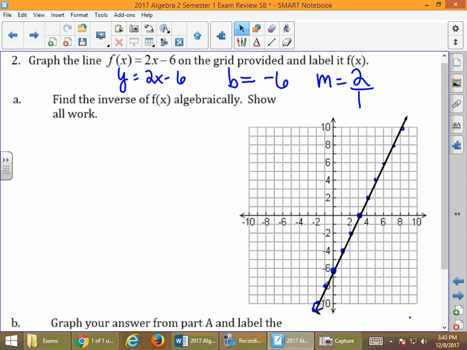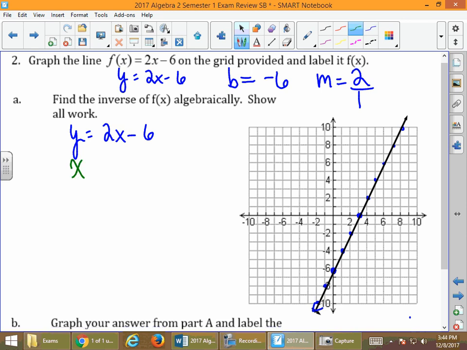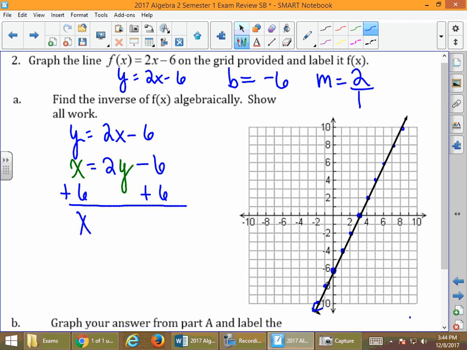Well, the next part says find the inverse of this line. We already have it written in the proper form. It says y equals 2x minus 6. And once again, when we find the inverse, we switch the x and the y. So x goes where y was and y goes where x was, and we eventually need to solve for y. So we're going to have to move the 6 away from the y. Let's add 6 to both sides. And we get x plus 6 equals 2y.